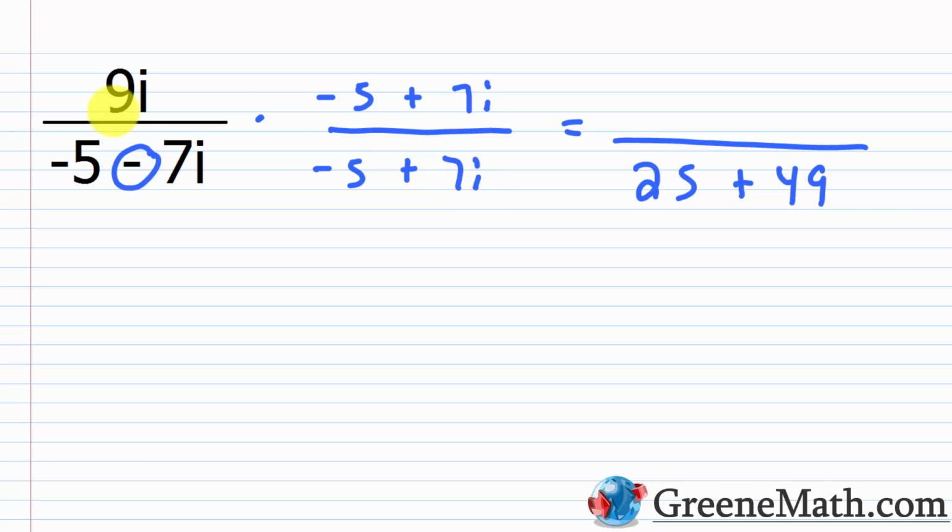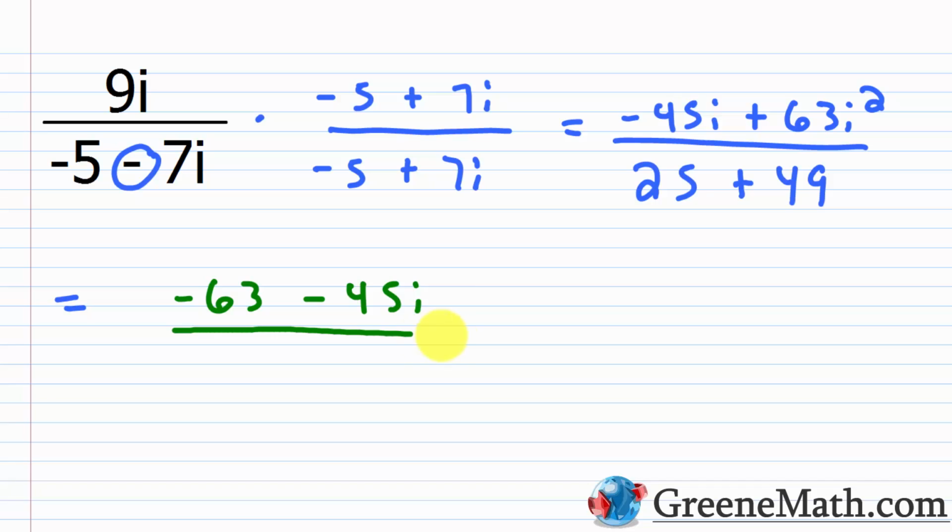In the numerator, 9i times negative 5 is negative 45i. Then we have 9i times 7i. That would be plus 63i squared. Okay, let's see what we can do to simplify. Well, we know i squared is negative 1. So I'm going to start out by just writing this as negative 63, and then minus 45i. And this is over 25 plus 49, which is 74.